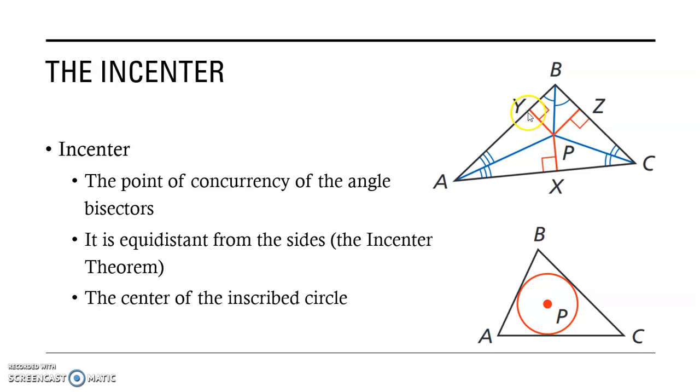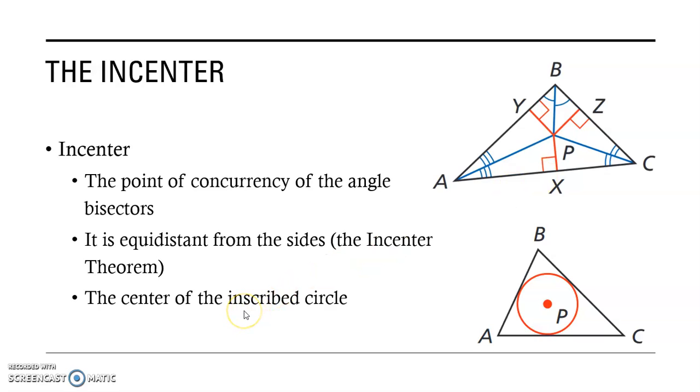So from P to Y, it's going to be equal to P to Q. It's going to equal P to Z. So if you know it's on an angle bisector, it's equidistant from the sides. And the way I remember this, remember how the circumcenter was equidistant from the angles and made by the sides? This is made by the angles and equidistant from the sides. So that helps me to remember what it's made by and what it's an equal distance from.